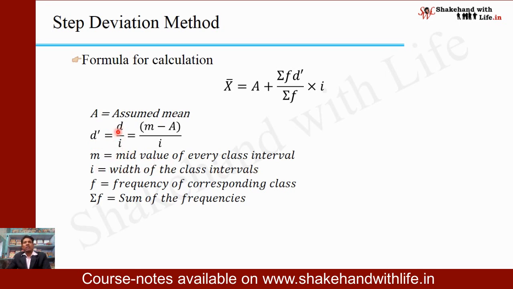So d is m minus a, that is deviation of each mid value from the assumed mean, and then it is divided by i, width of the class interval. Then as you know that m is mid value of every class interval, i is the width of the class intervals, then f is the frequency of corresponding class, and sigma f is equal to sum of the frequencies.